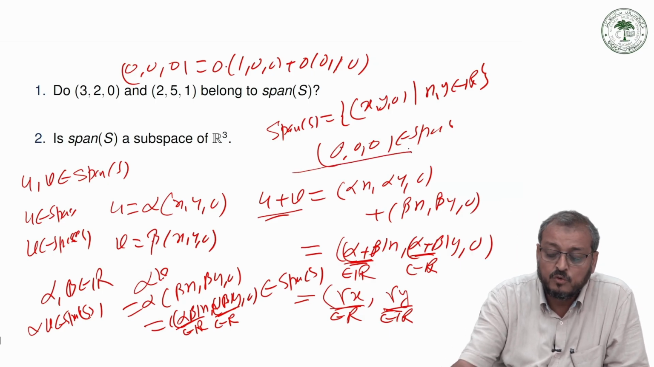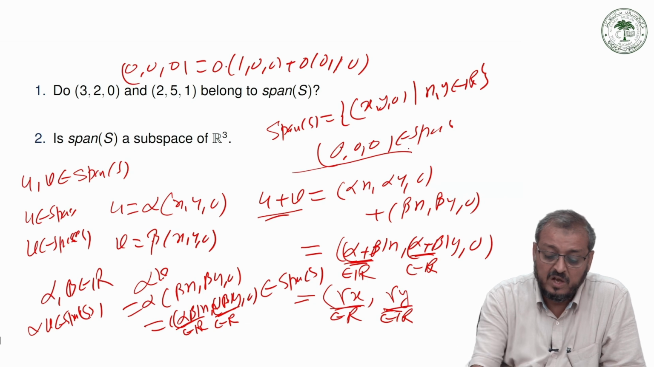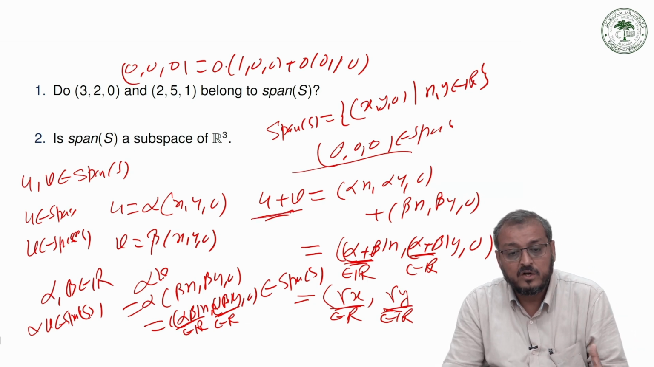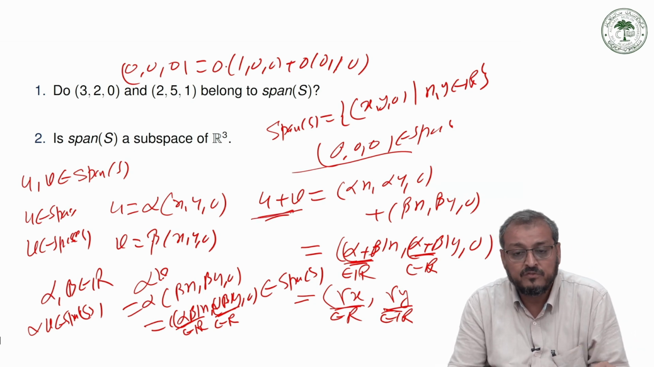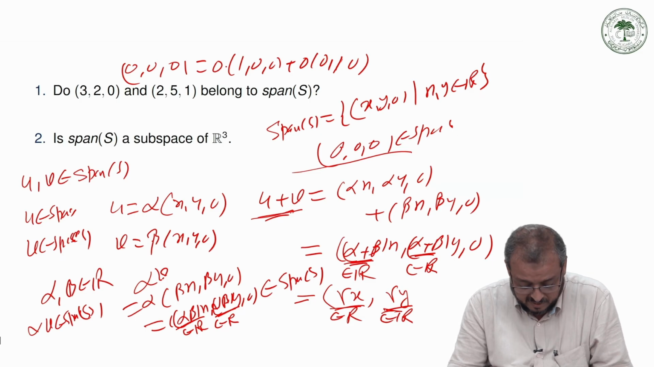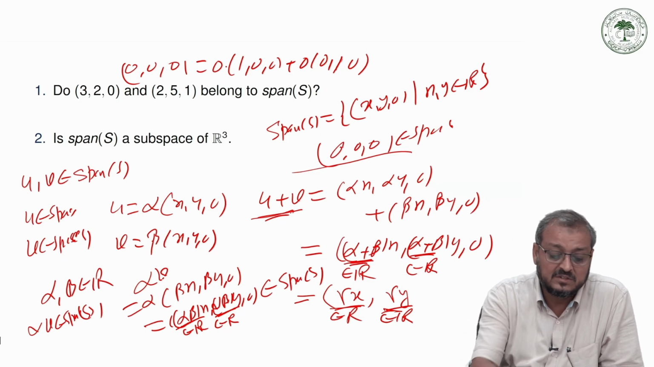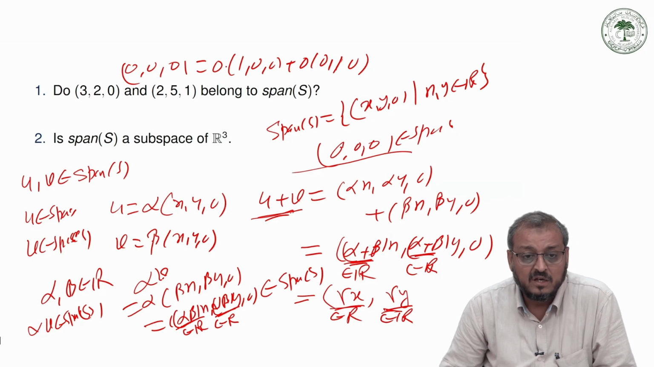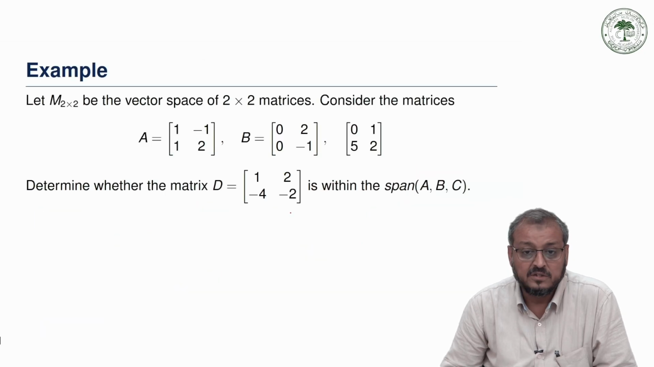The zero vector 0, 0, 0 belongs to the span of S. If we have the sum of two elements of the span of S, it again belongs to the span of S, so it is closed under addition and also closed under scalar multiplication. So that means we can say that the span of S is a subspace of R3.